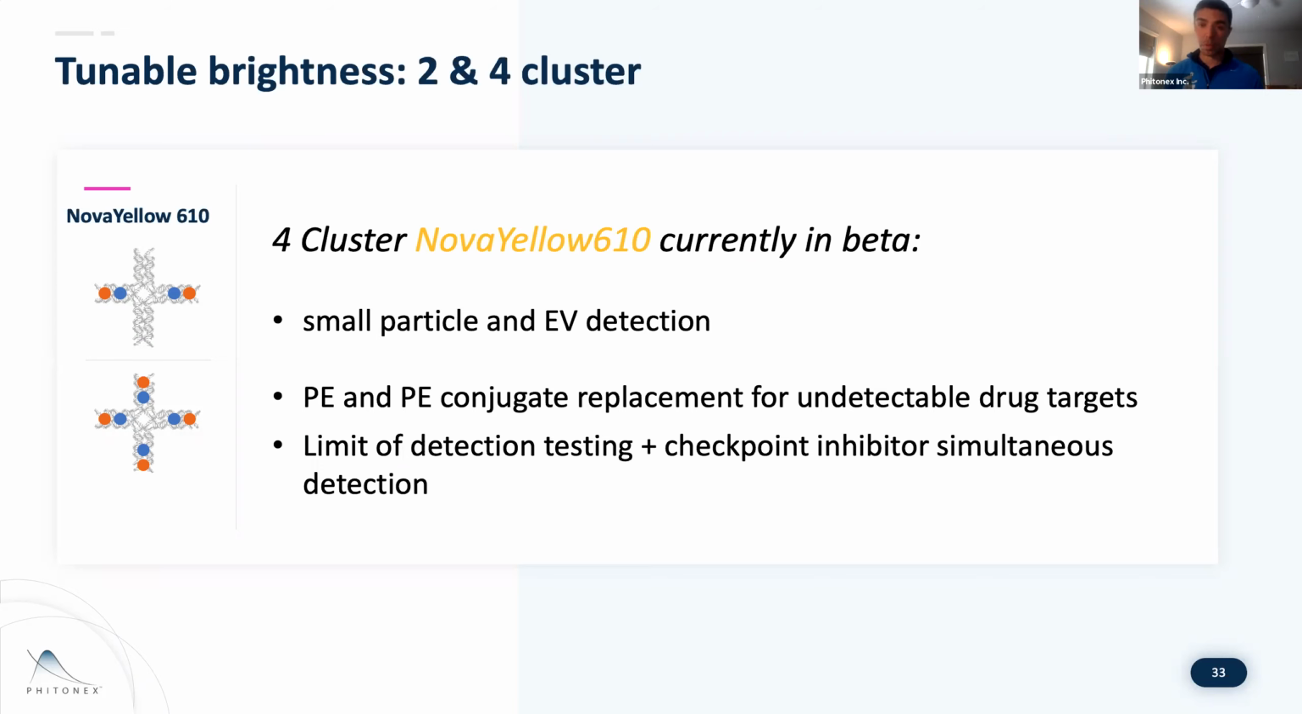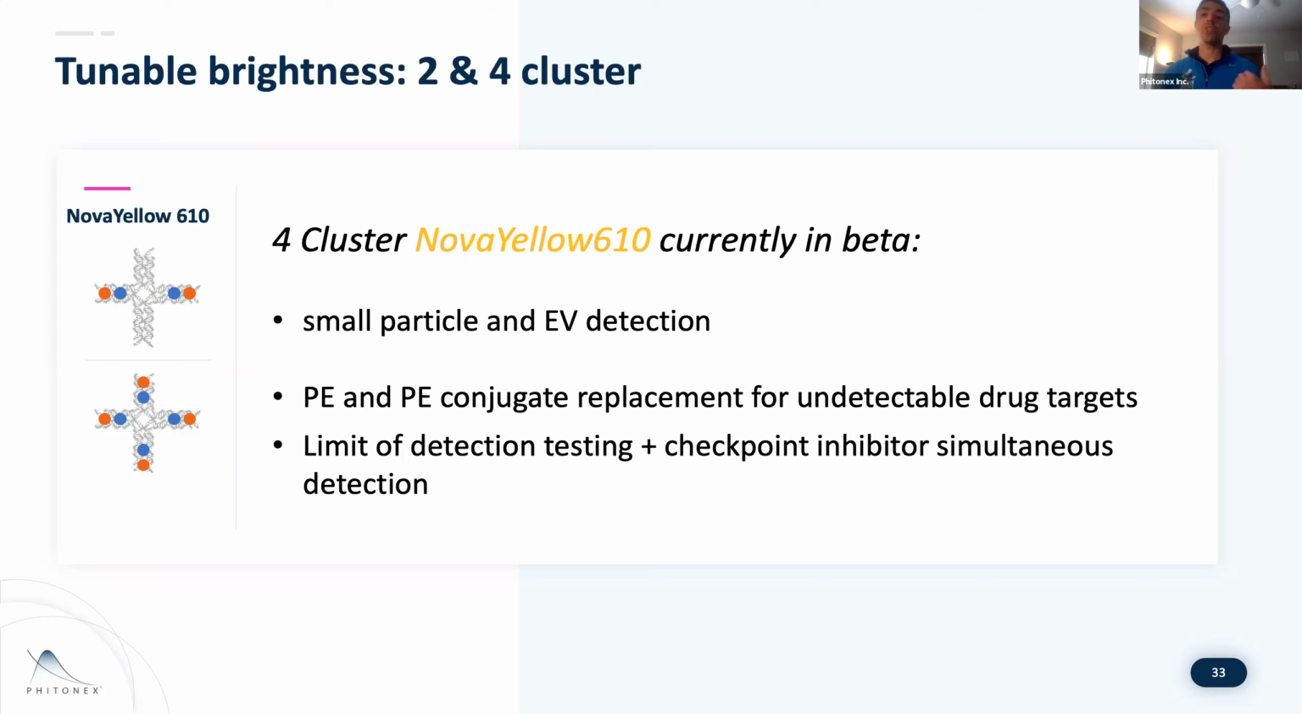PE and PE conjugate replacement for undetectable drug targets. We're working with some folks who are currently using PE or PE conjugate or another commercially available label, and they're saying, look, we'd really like to get to the point where we've got something potentially much, much brighter if we go to a high degree of labeling, but certainly much, much cleaner, so that we can use that in multiplex capacity in our assays with the stability characteristics that you guys can bring to bear. That's been some exciting work to see.